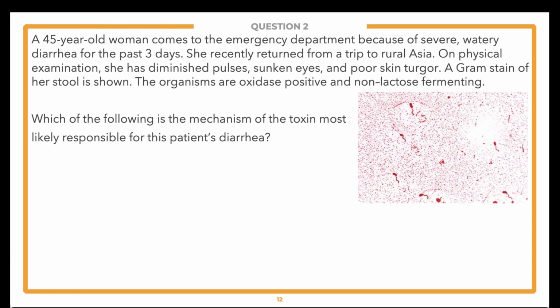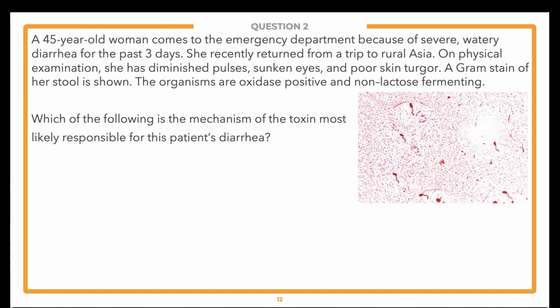And here we've already got a little gram stain for you to take a look at. So again, we've covered up the answer choices, and we're going to start by looking at the lead-in. Which of the following is the mechanism of the toxin most likely responsible for this patient's diarrhea? Okay, so again, we know we've got a patient with diarrhea here. We've got a gram stain we're going to be looking at, so let's read the vignette.